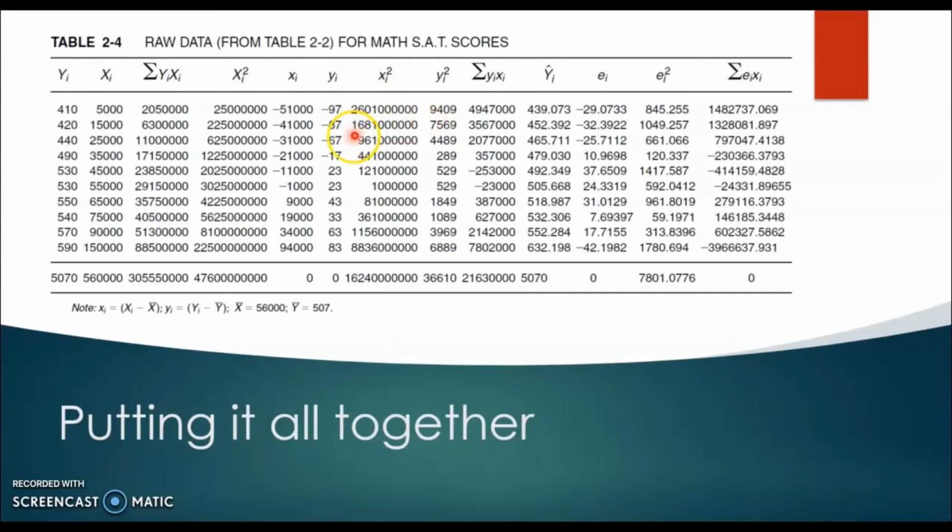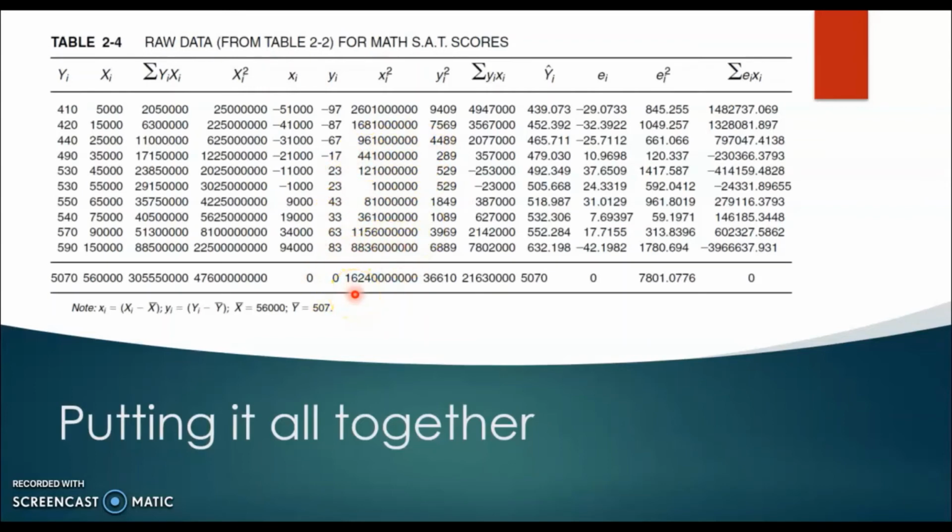Repeat the same process again in order to get the squared value of the deviation for x on the second observation. So here we have 1,681,000,000. How do we obtain this? All that we have to do is to find the squared value of negative 41,000. So the squared product of negative 31,000 is 961,000,000. So we repeat the same process again for the later observations.